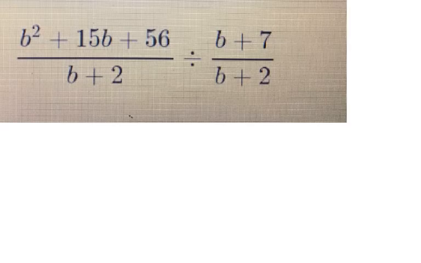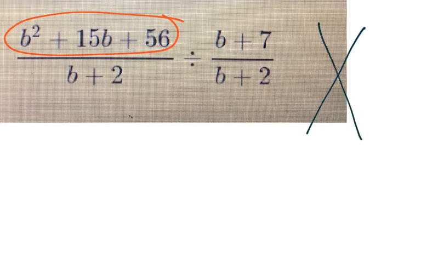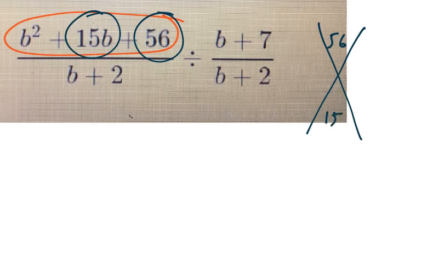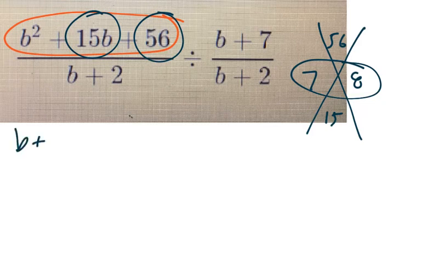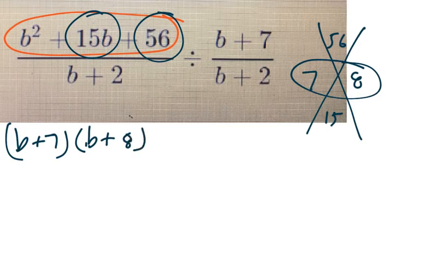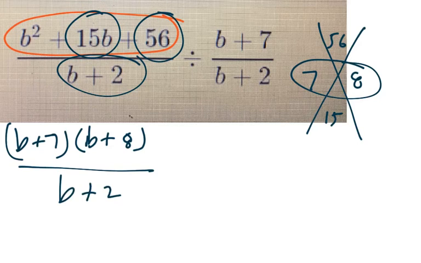All right, let's do another one. Another divide. First, we've got to do an X factor there. So I need a 56 product. I need a 15 in the middle. 7 times 8, 56. 7 plus 8, 15, right? So I have b plus 7 with a b plus 8. B plus 2 can't be factored. B plus 7 can't be factored, but I'm going to do the reciprocal, right?